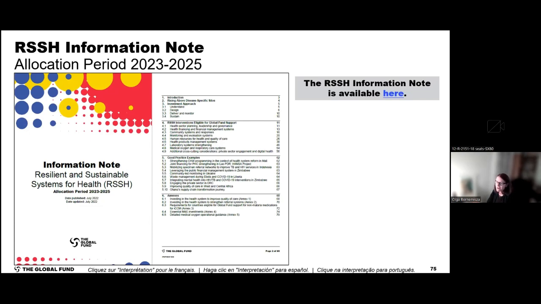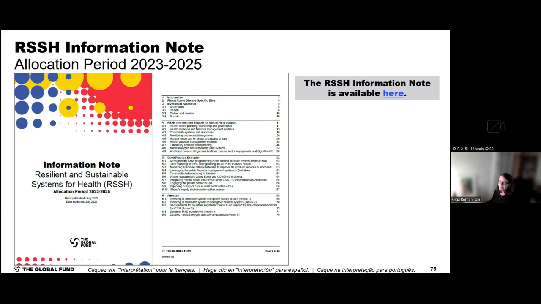So this is a screenshot of the information note. It's got four main areas. So an introduction, then it has a section on the main areas that are covered under RSSH, and that's what I'm going to focus on today. There's some very good illustrative examples of good practice for RSSH, particularly around integration. And then we have some very important annexes, and I really encourage you to look at that. I just mentioned one in the chat. Annex 3, for instance, talks about the ICCM commodities and which countries are eligible and how to go about that. But there are also very good annexes on M&E investments and referrals and quality of care.